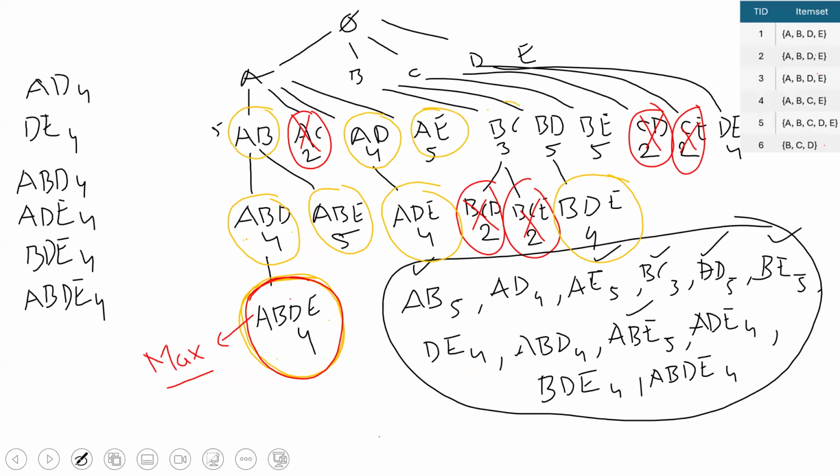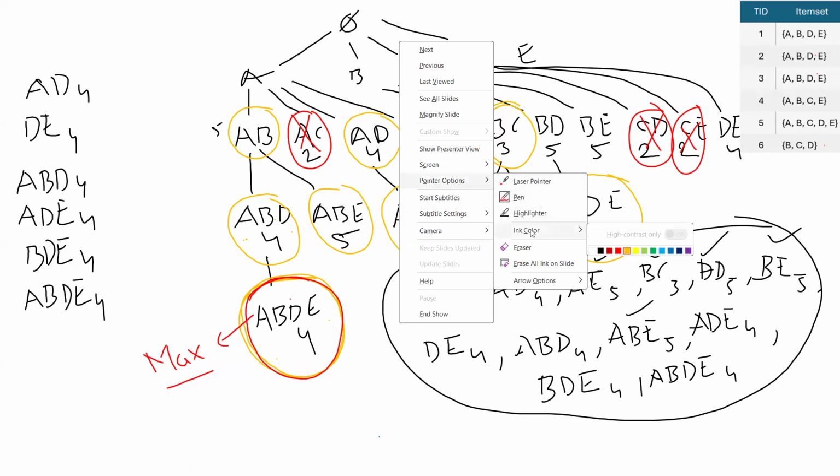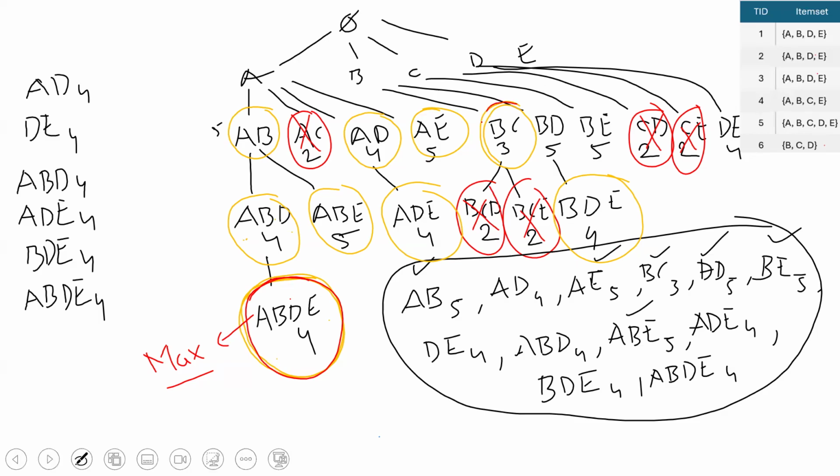What about BC? Is BC a maximal item set or not? BC is a maximal item set because it is not a subset of any frequent item set. Both the supersets of BC are not frequent, right? So BC is a maximal item set. It is not a subset of any of the frequent item sets.